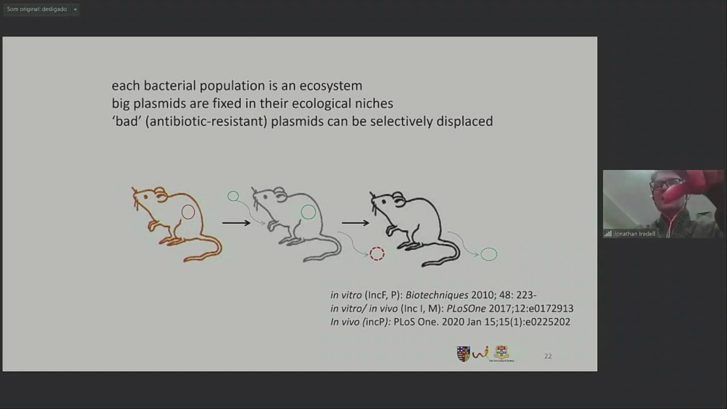So I've given some examples there below on the bottom right of publications that describe this, but essentially what we're talking about is using a bacterial plasmid to displace an unwanted bacterial plasmid by very specifically targeting it. So it's the flip side of the phage therapy coin, where you're targeting a specific bacteria. This time you're targeting a specific resistance problem.